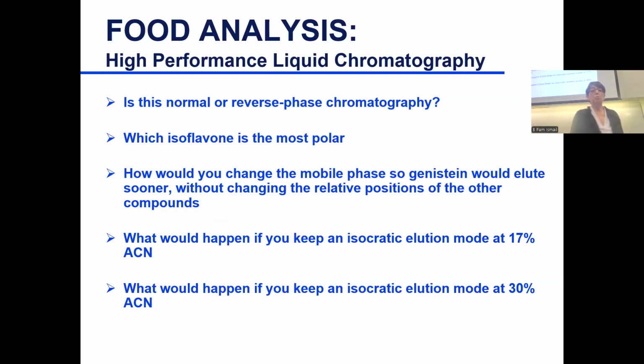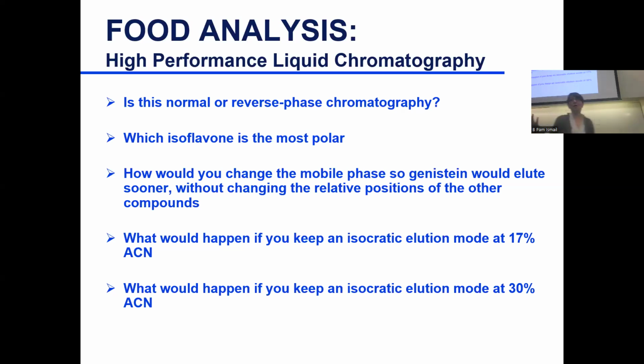So let's say you kept an isocratic elution at 17%. What would happen? You didn't change anything. You just kept 17% from beginning to end. Devin, I want to see if you will be able to answer this. What happens if you do not increase the organic phase? What happens to all of the compounds? They will not come out. Yeah, they will come out eventually, but very late.